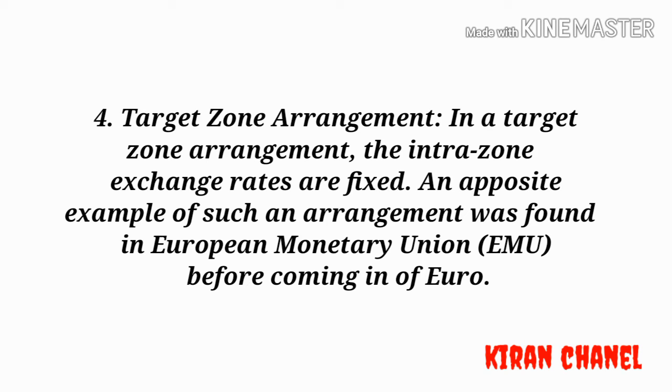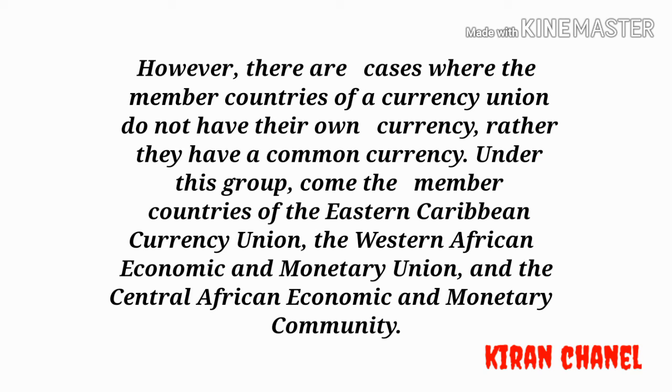In the target zone arrangement, the intra-zone exchange rates are fixed. An opposite example of such an arrangement was found in the European Monetary Union (EMU). Before the coming of the euro, however, there are cases where the member countries of a currency union do not have their own currency. Rather, they had a common currency.